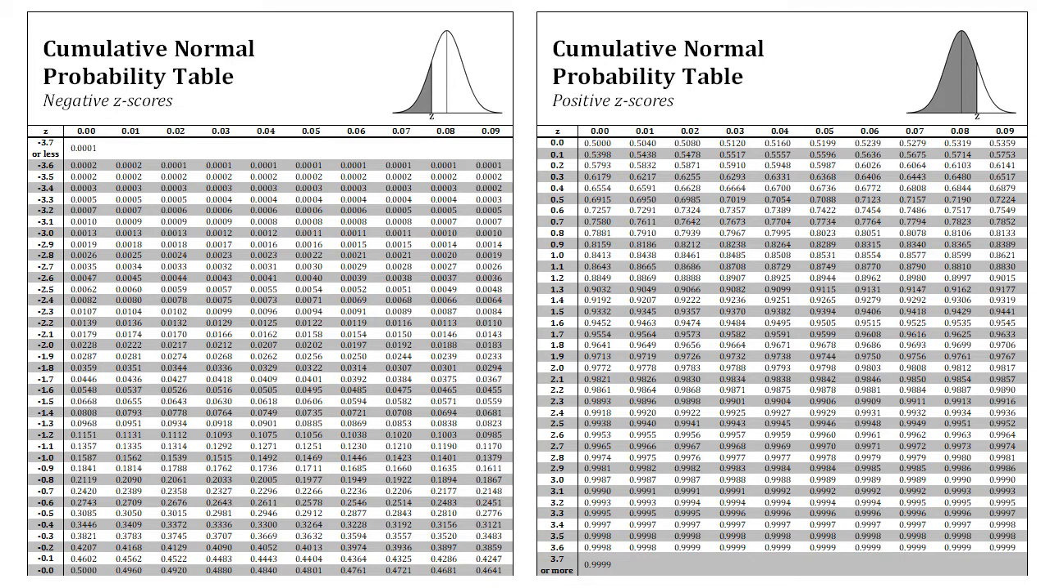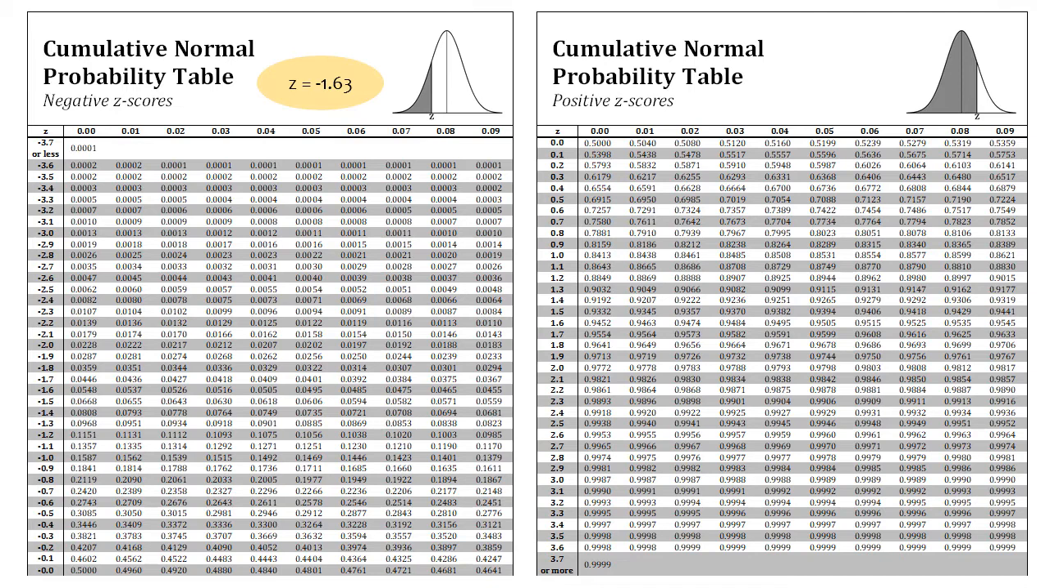The table comes with two pieces. On the left-hand side, we have a table if we have a negative z-score, and on the right-hand side, we have a table if we have a positive z-score. The best way to become familiar with the tables is through working a couple of examples. So, pretend for a minute I had a z-score of negative 1.63. Here's how I would look up that z-score on my cumulative normal probability table.